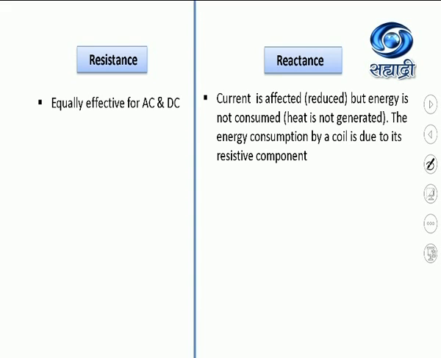If you remember, I had stated when we studied the topic application of AC to inductor, in that case I used to mention the word pure inductor. And what is the pure inductor? Which does not have resistive component, it does not have resistance. So that's why this sentence is very important. The energy consumption by a coil is due to its resistive component. But in an ideal case, current is affected, but energy is not consumed in case of reactance.